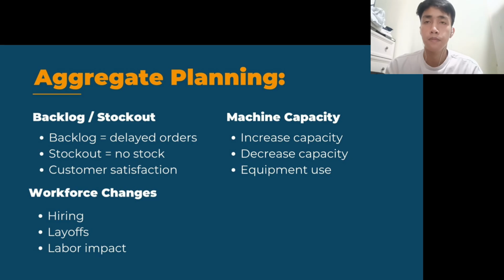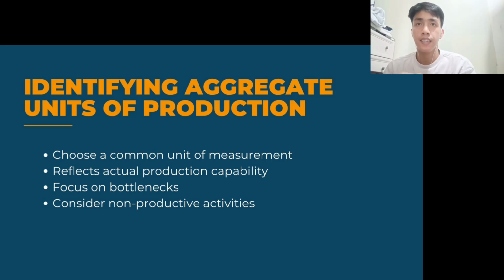And next is machine capacity. So, it refers kung gaano karaming production ang kayang i-handle ng equipment. Kung mataas ang demand, baka kailangan bumili ng bagong machines or mag-expand ng capacity. Pero kung bababa naman yung demand is, pwedeng hindi mo na gamitin yung ibang equipment. So, this decision is important kasi malaking investment yung machine. And ayaw ng company na masayang lang sila. This is identifying aggregate units of production. Choose a common unit of measurement, reflect actual production capability, focus on bottleneck, consider non-productive activities.